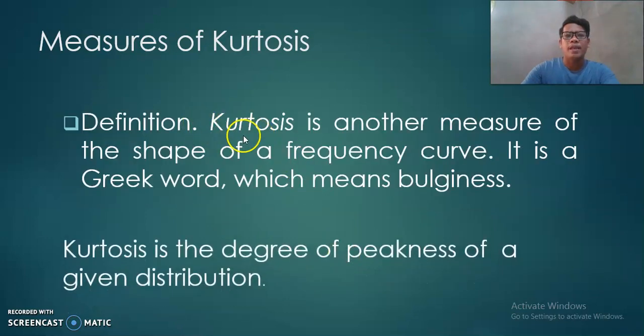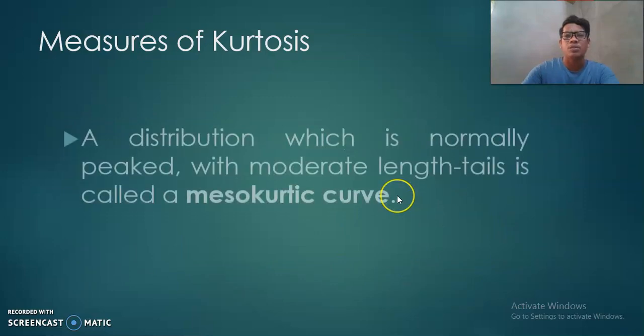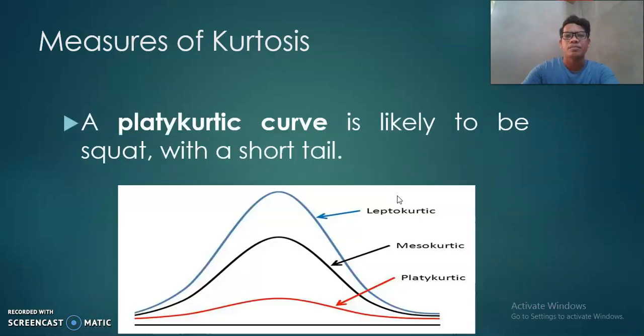Next is kurtosis. Kurtosis is another measure of the shape of a frequency curve. It is a Greek word which means bulginess. So it's the degree of thickness in the given distribution. This is how we visualize measures of kurtosis. We have platykurtic, mesokurtic, and leptokurtic.